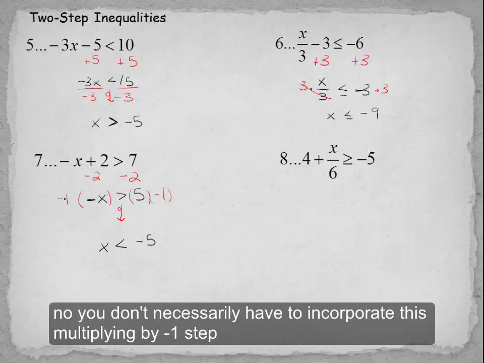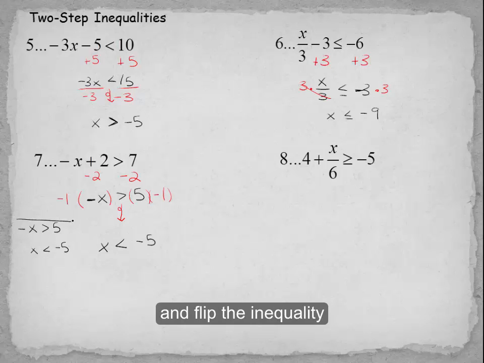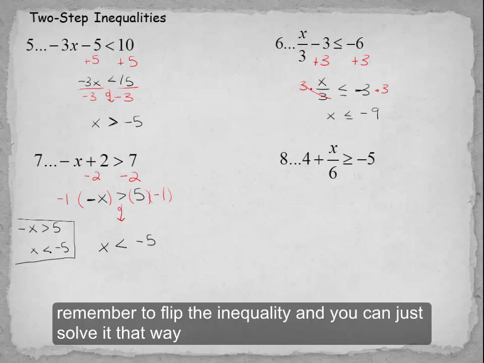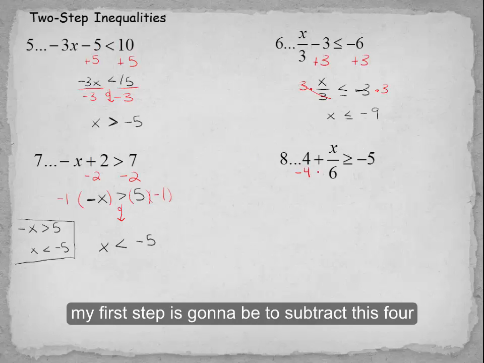Now, you don't necessarily have to incorporate this multiplying by negative 1 step. If you have a negative variable, you can change both signs and flip the inequality. Just remember to flip the inequality and you can solve it that way. Our last example on a two-step inequality, I have 4 plus x divided by 6 is greater than or equal to negative 5. My first step is going to be to subtract this 4.